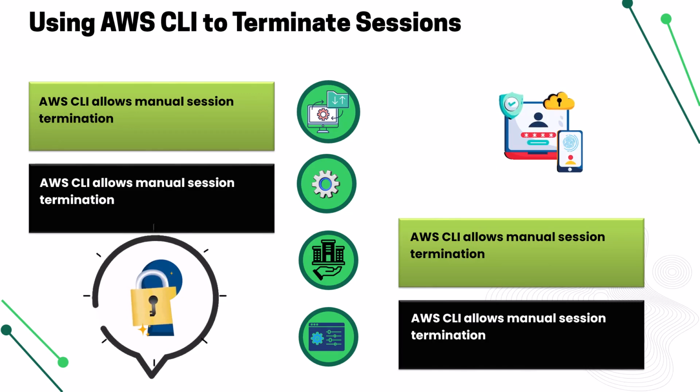Let's start by exploring the AWS CLI. Think of it as your magic wand for managing IAM sessions. With a simple command, you can verify identities and terminate sessions when needed. But here's the catch, permissions matter. You don't want to accidentally boot yourself out, right? Used wisely, this tool helps keep unwanted visitors away.